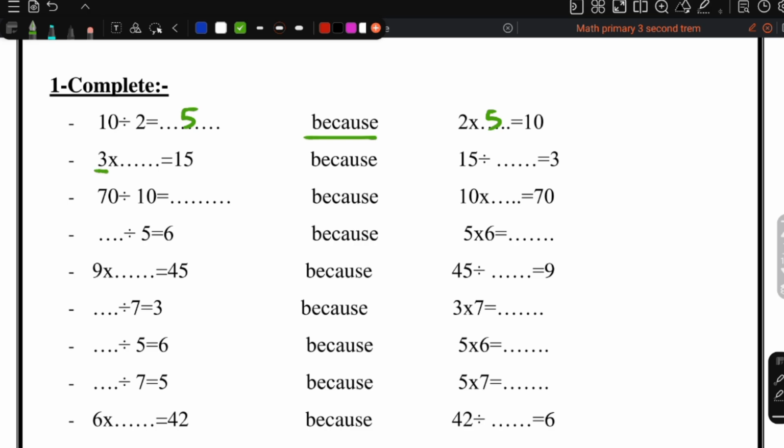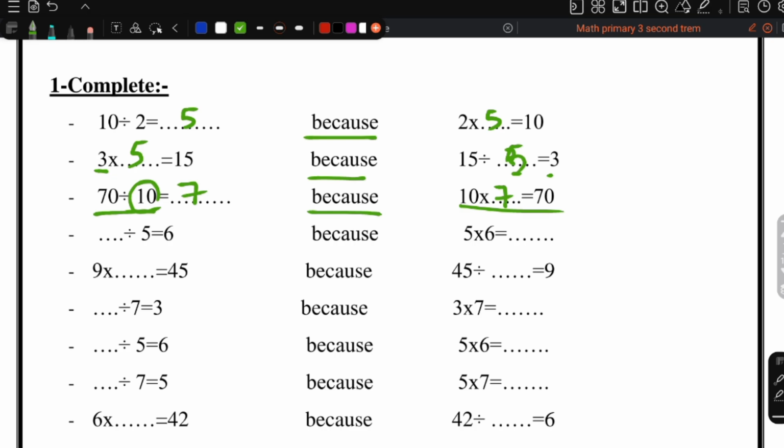Okay. 3 times what gives me 15? Yes, 3 times 5, because 15 divided by 3 is exactly 5. Okay, 70 divided by 10 equals what? You will ask yourself, 10 times what gives me 70? 7, because 7 times 10 equals 70.